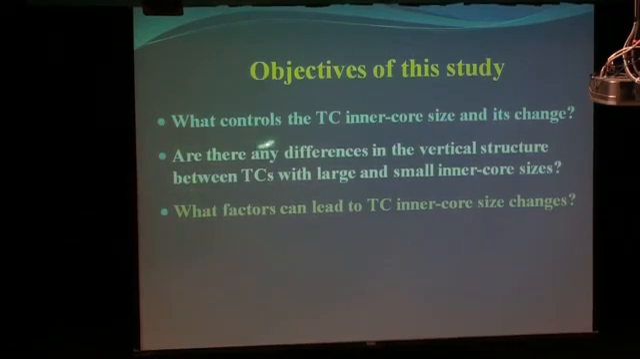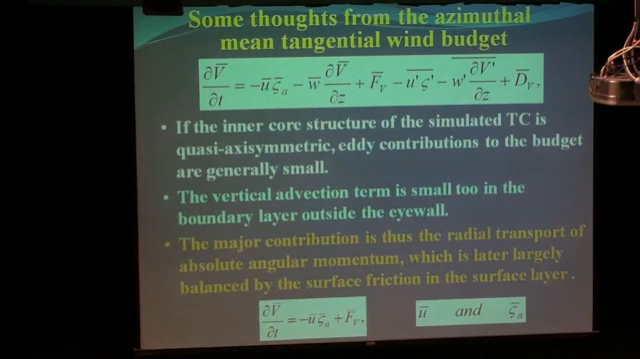So the objectives of this study are mainly the three listed here. The first is we try to understand what controls the inner core size of a tropical cyclone and also its change. The second is, are there any differences in the vertical structure between tropical cyclones with large and small inner core sizes, and how can the large size of the storm be maintained, or what is the mechanism? And finally, what factors can lead to tropical cyclone inner core size change. Before I talk about the results, first I give you some hypotheses and the initial source.